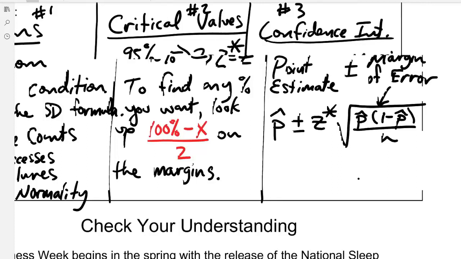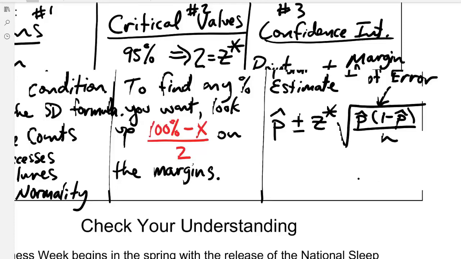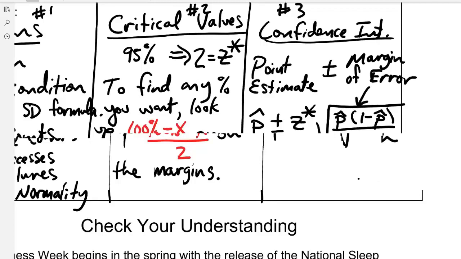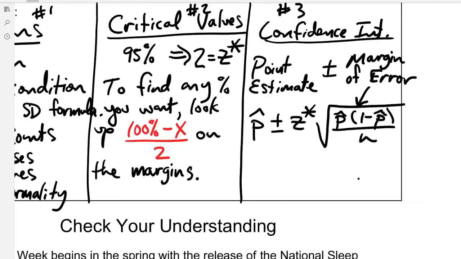Okay, any questions? That's about an hour right there. Say that one more time. What does the Z star mean? The Z star stands for the critical value. It means how many standard deviations do you need to go out to capture the percentage you want.